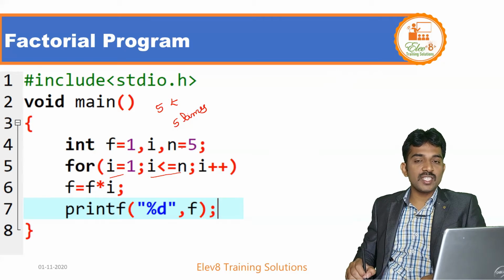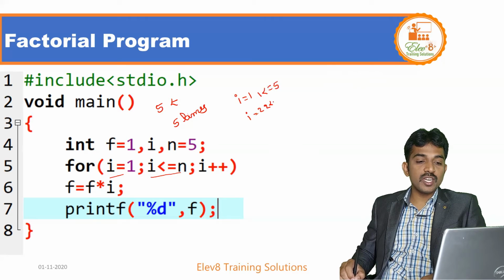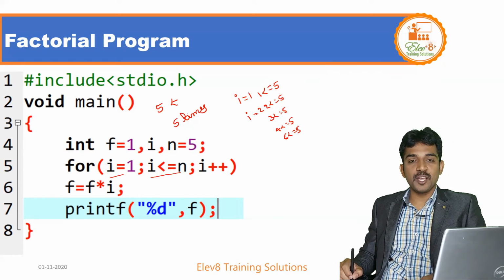I took the value n as 5. See what happened. Initially the i value is 1, and 1 less than or equal to 5, condition true. Then i equals 2, 2 less than or equal to 5, condition true. 3 less than or equal to 5, true. 4 less than or equal to 5, true. 5 less than or equal to 5, true. That means the loop repeats 5 times. Simple. When you know how many iterations are going to happen, you simply go for the for loop.